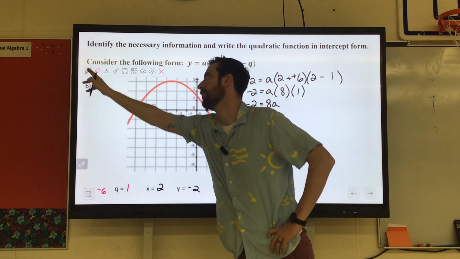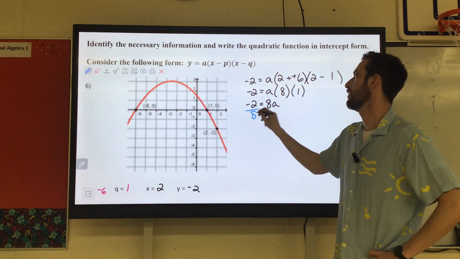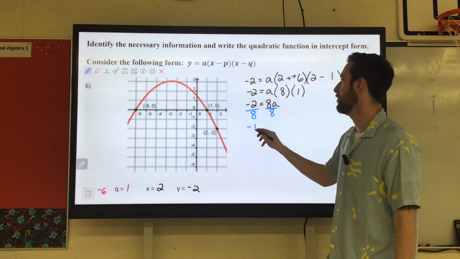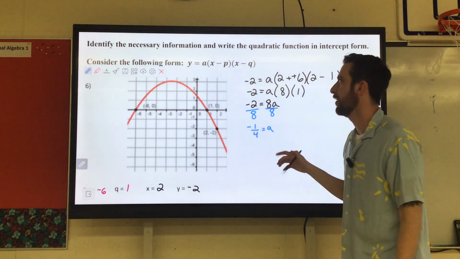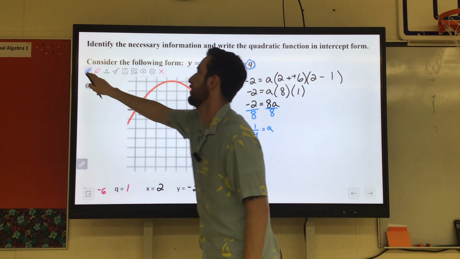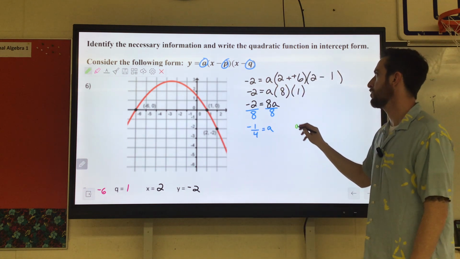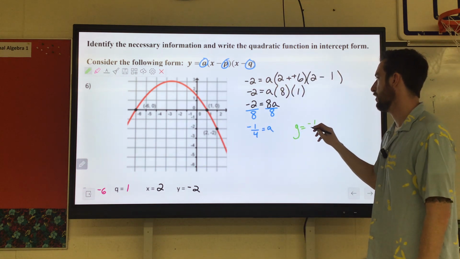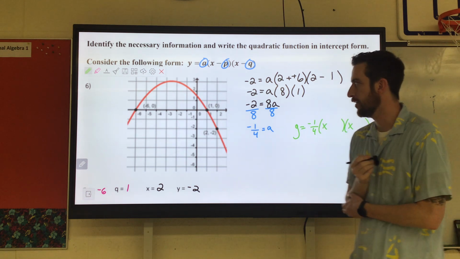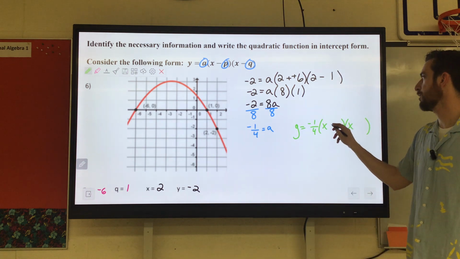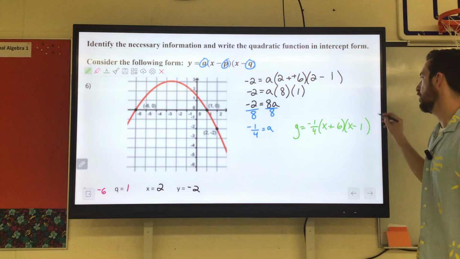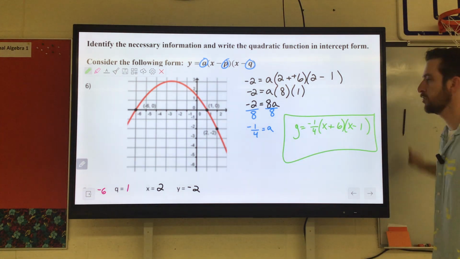Here we're going to have to divide by the 8. Negative 2 over 8. Oh my gosh, we can simplify that. Make it negative 1/4 for a. Now we have all our information. We have our a, we have our p, and we have our q. So y equals a, negative 1/4. And then our intercepts, we had negative 6, so that would say x plus 6. And the other intercept was 1, x minus 1. Yes! So much fun!